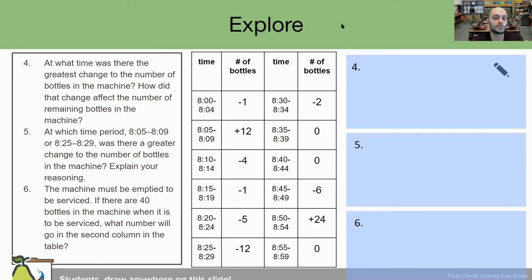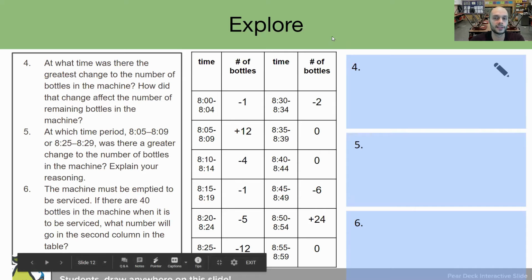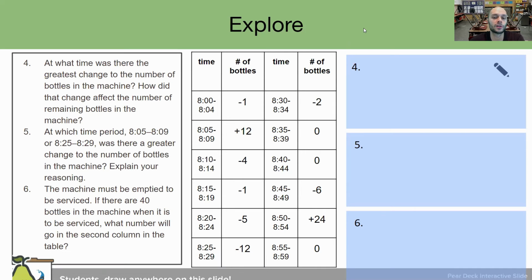Before we talk about them, I want you guys to pause this video, read these 3 questions to yourself, and try to see, do you find any key words? Do you think you know the answer to them? If so, please put the answer in the blue space provided for you on the right for number 4, 5, and 6. And then unpause the video because we're going to go over these problems.